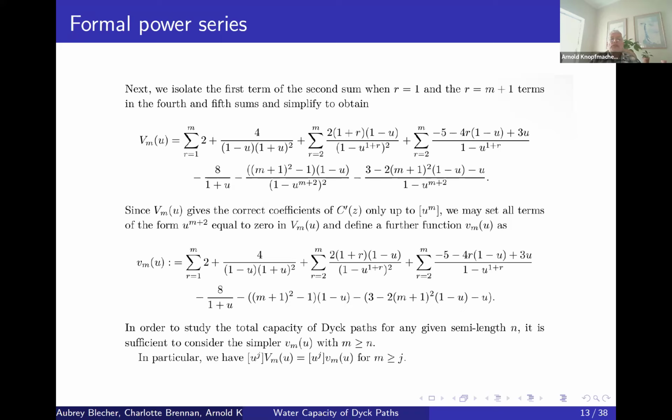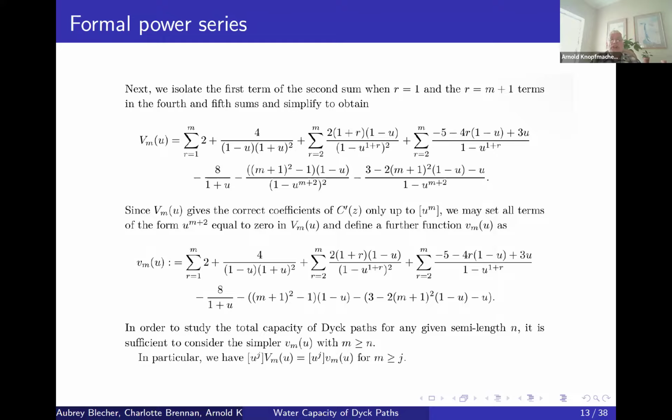Now, the next trick that we used is, eventually, after you've done all the simplifying with your fixed m, we say, let's suppose we're only interested in the coefficients of the generating function that go up to u to the power m, and we don't care about anything that comes beyond that. Well, if that's the case, then I can replace capital V_m(u) by small v_m(u).